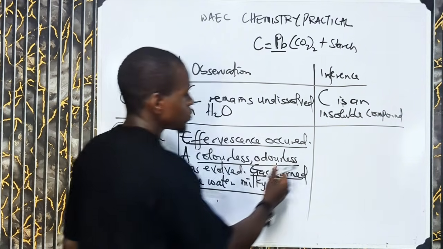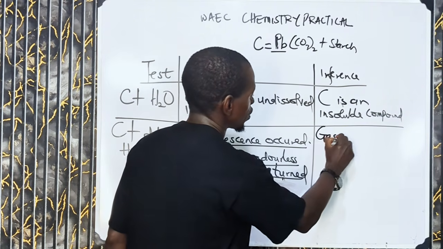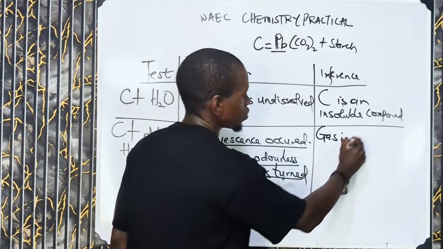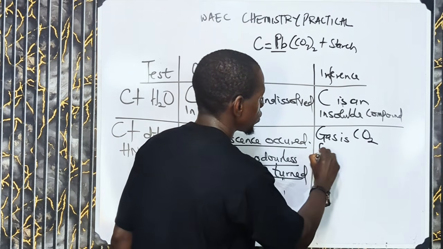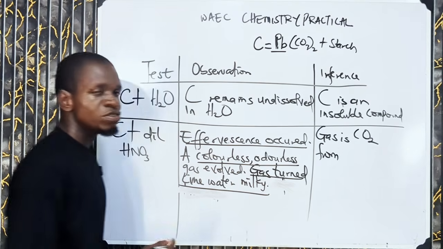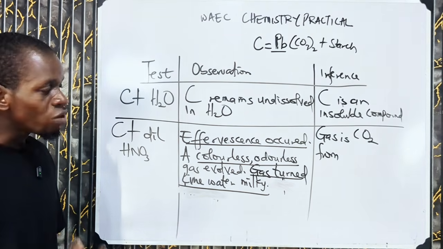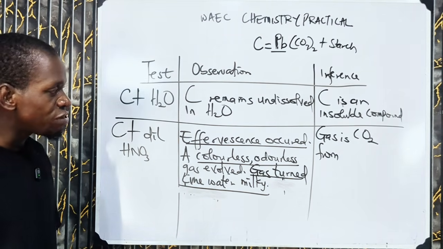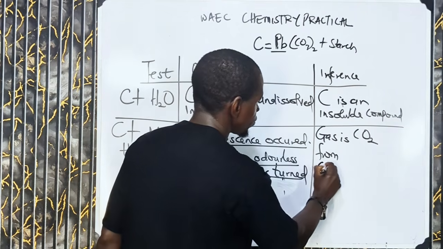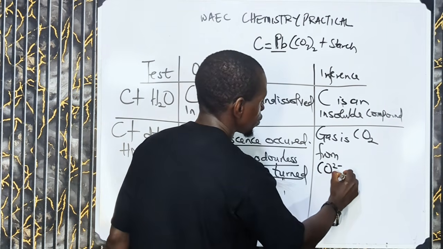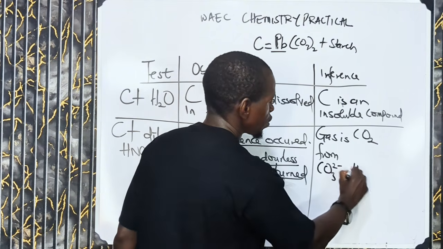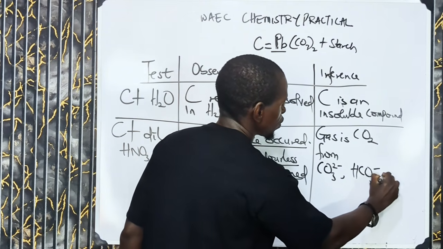Now, what are you going to say under the inference? Gas is what? Carbon dioxide from what? Now, what exactly is going to give you this gas? What ions can give you this gas? You can say from CO3 2-, comma, and you now say HCO3 minus present.